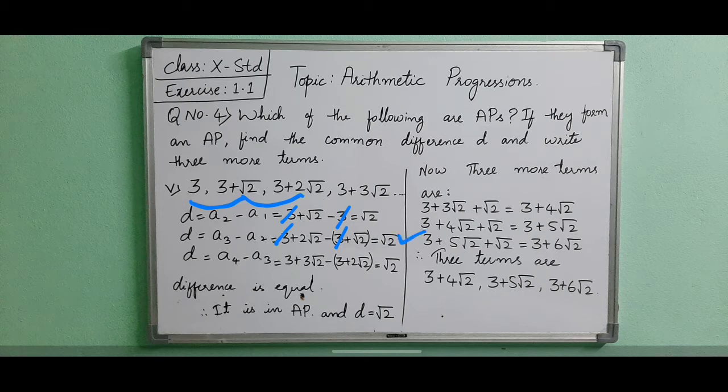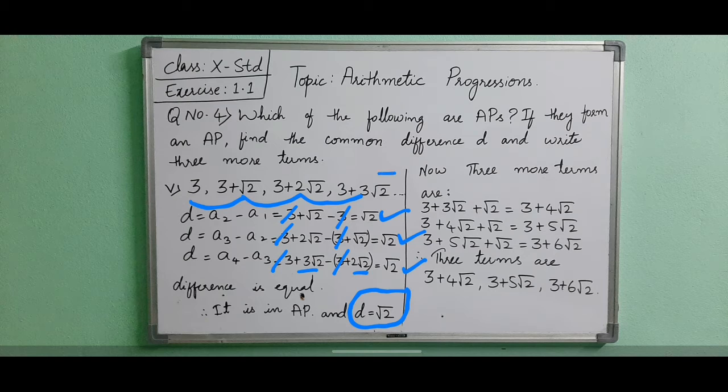Then these 2 terms, 3 plus 3 root 2 minus 3 plus 2 root 2. The 3 minus 3 gets cancelled. Here 3 is there and here 2 is there. So 3 minus 2 is 1. 1 root 2 means we will write it as only root 2. All the 3 differences are same. That's why we are saying the common difference D is root 2 and it is in AP, arithmetic progression.